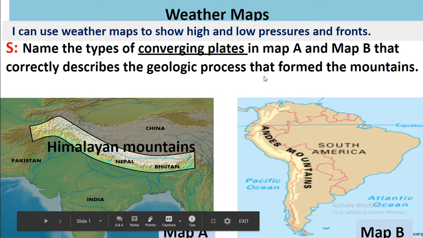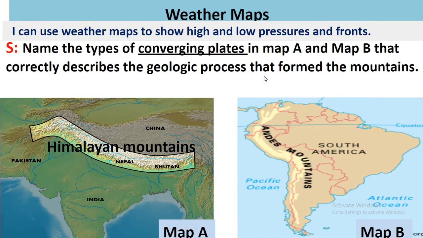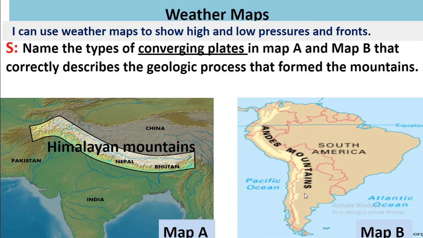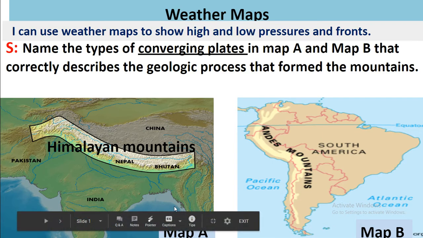Weather maps. I can use weather maps to show high and low pressure and fronts. Starter: name the types of converging plates in Map A and Map B that correctly describe the geological process that formed the mountains. Map A.